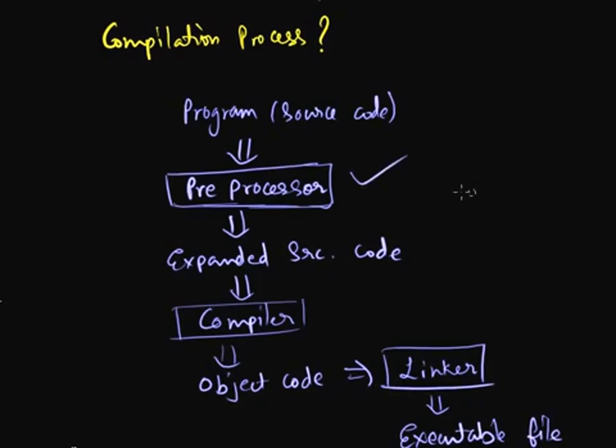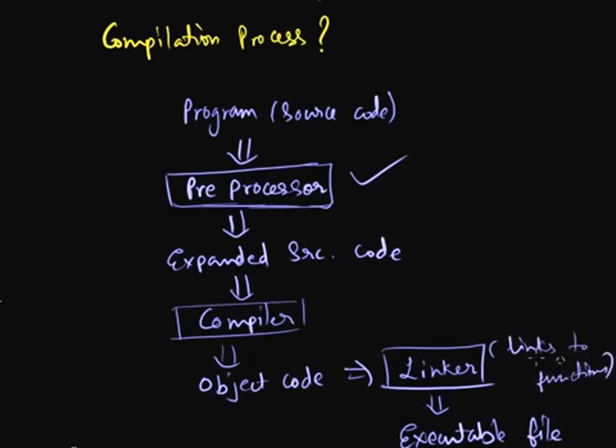Now preprocessor, we know, expands our source code. It processes our source code before it goes into the compiler. Compiler gives us the object code. What linker does is it actually links functions.